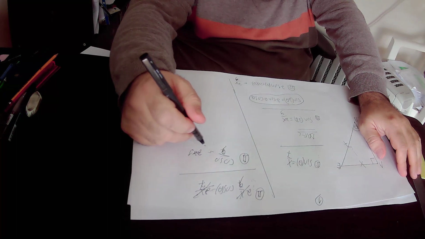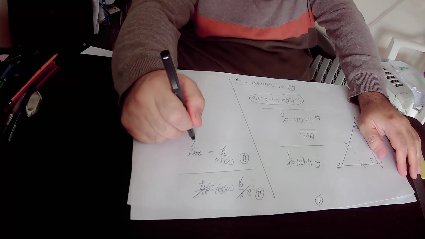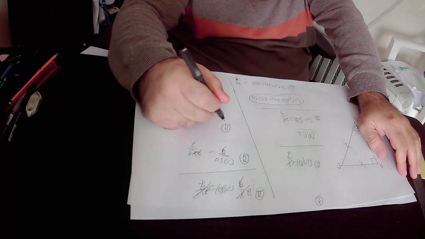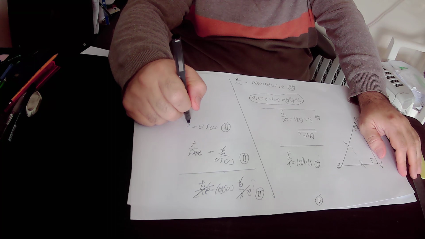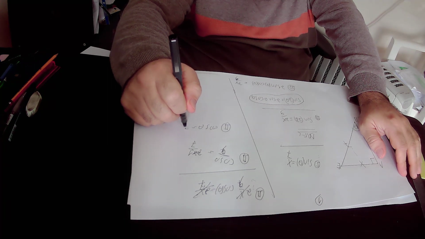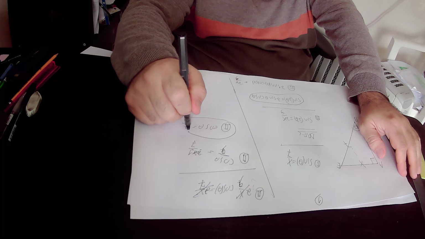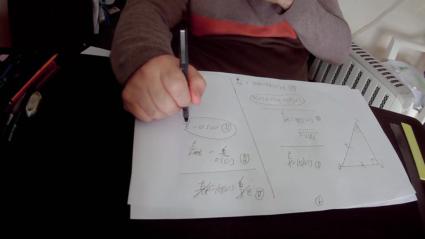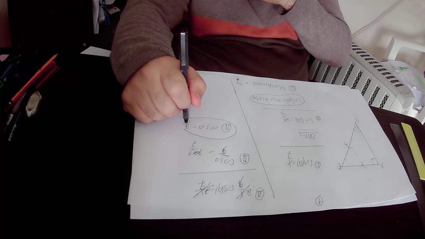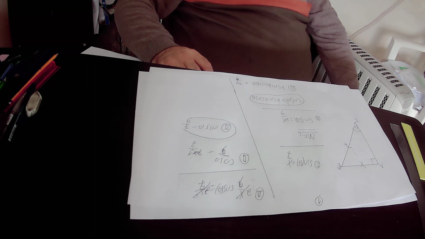We will multiply this equation number 2 by 7, and we will get that cosine theta equals 7 over 9. So we found out that cosine theta equals 7 over 9.